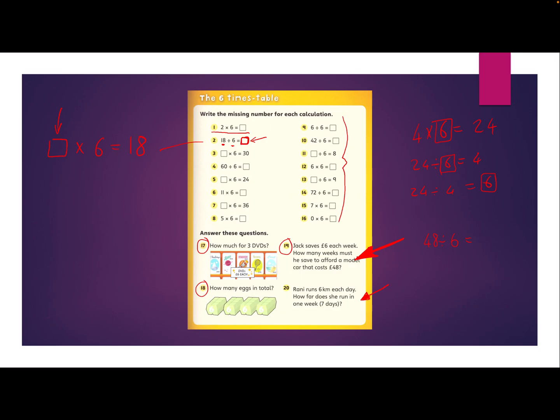He runs 6 kilometers each day, and how far does she run in 1 week? So this one's a multiplication again. Only one of them is a division, but you need to be able to look at these and look at the language and work out, is this divide, is this times? Because I either know how many in total, how many groups, or how many in each group, and I will always know 2 of those facts. And whichever 2 I know, I can then work out the third one.